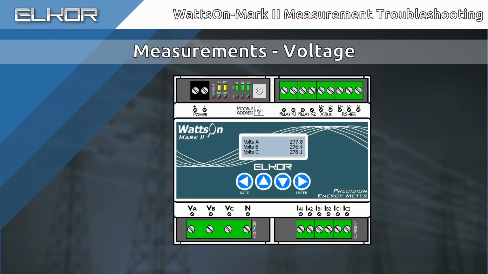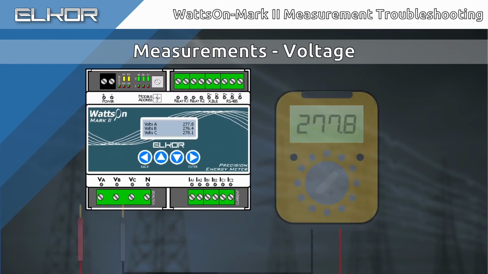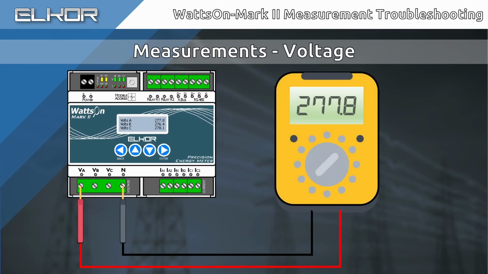If there is a discrepancy, use a voltmeter to confirm the voltages at the terminals of the meter. This can be done between the respective phase and neutral inputs, as well as between phases themselves. Loose connections or improperly seated terminals can cause missing or errant readings, so ensure that the wires are properly installed into the terminals and the screws are torqued correctly.